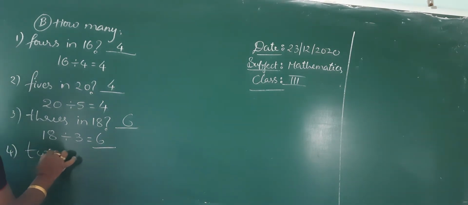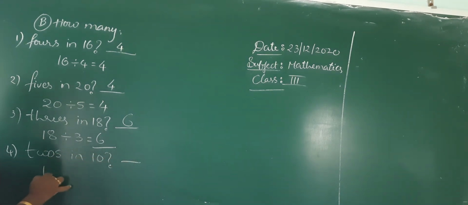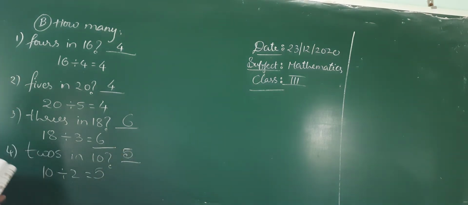How many 2s in 10? That means 10 divided by 2. In the 2 table when it comes to 10, repeat the 2 table, children. 2 ones 2, 2 twos 4, 2 threes 6, 2 fours 8, 2 fives 10. So 5 times. So 5 2s are there in 10.